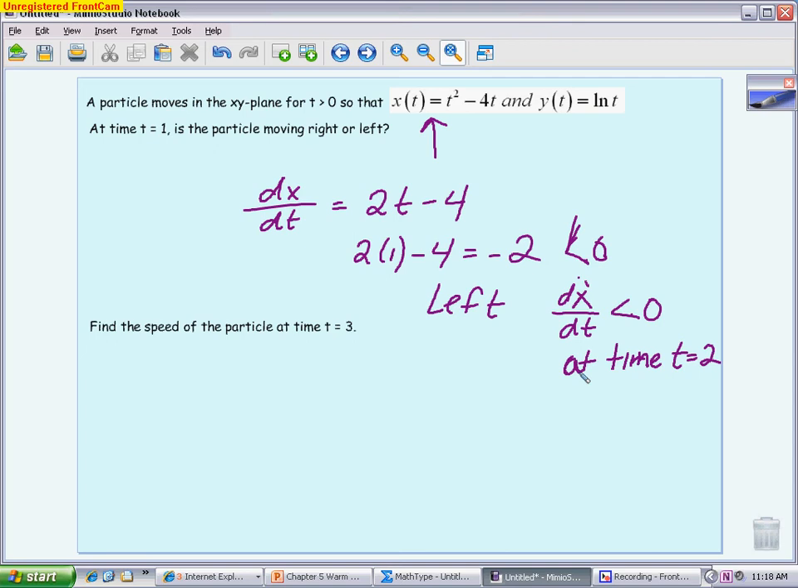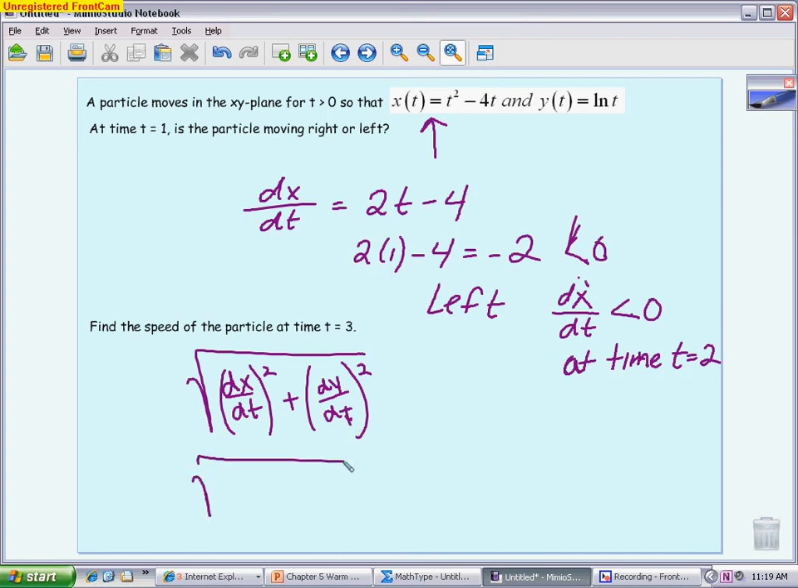For the speed of the particle, this is a formula that you should know. It is the square root of dx/dt squared, that horizontal component squared, plus dy/dt squared, all under the square root. A lot of it is done either in your calculator or just leaving it in exact form, which is what I'm going to do with this one. So dx/dt, we already found, is 2t minus 4, so it's going to be the square root of (2t minus 4) squared. dy/dt, the derivative of y in terms of t, is 1 over t, so I'll have (1 over t) squared.